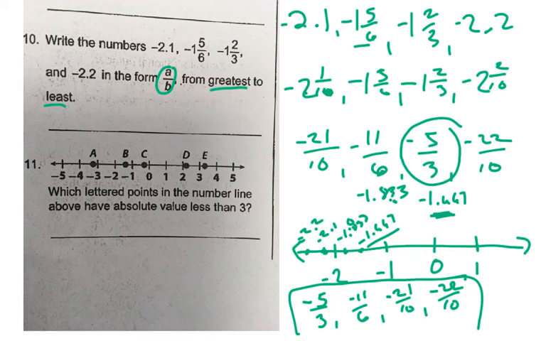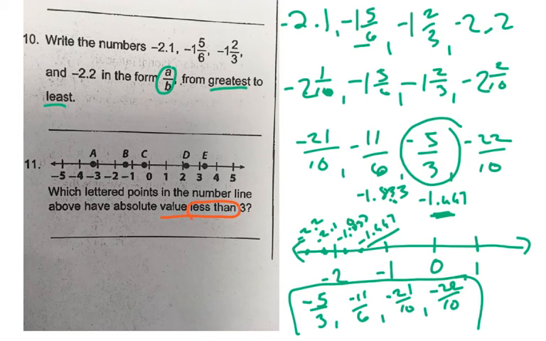All right, let's look at number 11. I'm going to switch to red for this one. Number 11 says, which lettered points in the number line above have an absolute value less than 3? So you have to remember that absolute value is a number's distance from 0. Okay, so if it's negative, it can be positive. Then, because I'm only taking the distance from 0, I'm not doing negatives or positives. So absolute value less than 3.